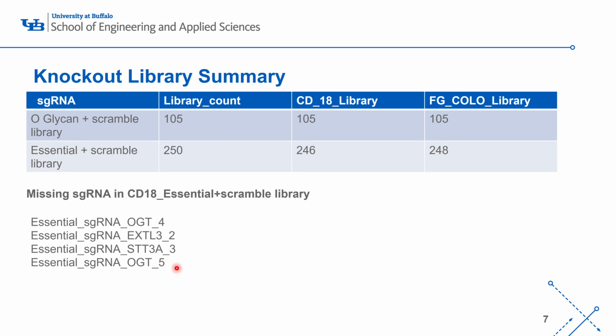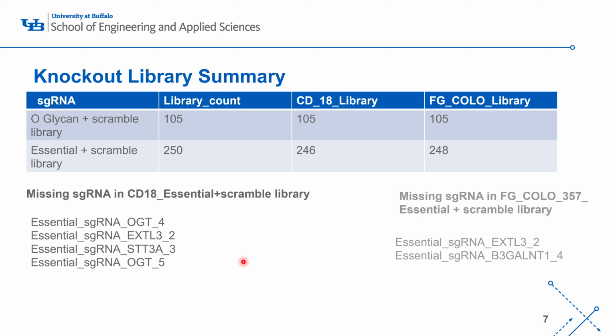And these are the guide RNAs that are not present in the CD18 libraries, and these are the guide RNAs that are not present in the FG colo 357 essential libraries.